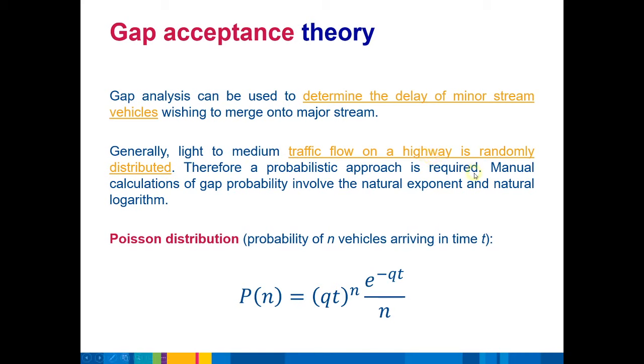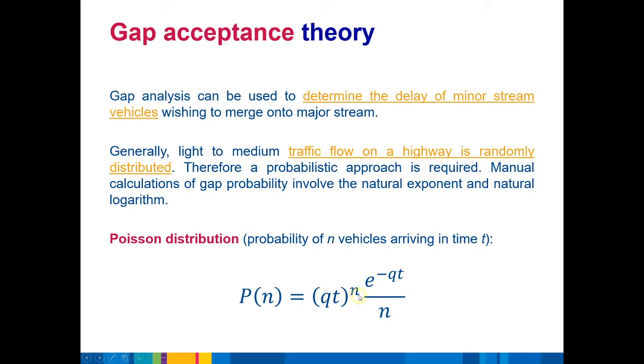Now, if we want to look at the mathematics of trying to find a gap in a randomly distributed stream of traffic, we can use a probabilistic approach. We can make some calculations with the natural exponent and natural logarithm, similar to what we've shown below. This is called a Poisson distribution. Now, I'm not going to expect you to use this formula. I just want to show it to you so we can point out a few things about it.